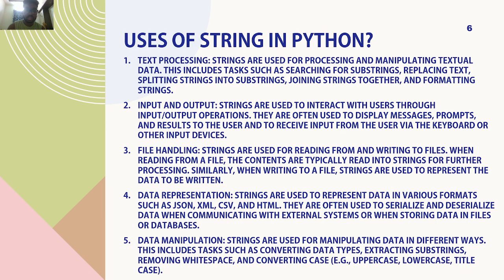So let's study the uses of strings in Python. Text processing. Strings are used for processing and manipulating textual data. This includes searching for substrings, replacing text, splitting strings into substrings, joining sentences together, and formatting strings. Input and output. Strings are used to interact with the user through input-output operations. They're often used to display messages, prompts, and results to the user, and to receive input from the user via keyboard or other input devices.